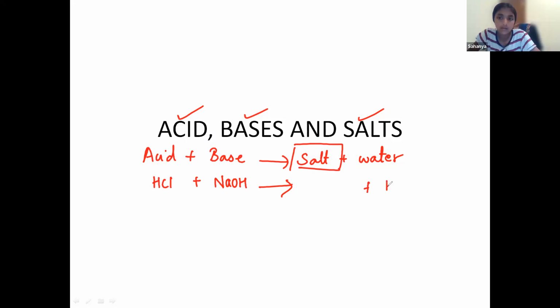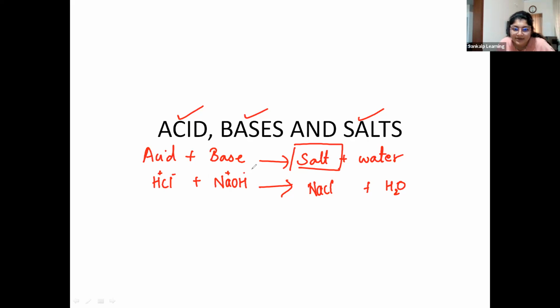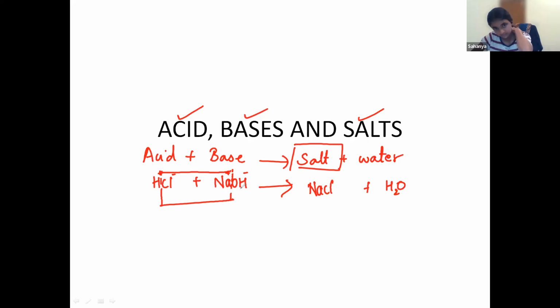What will be the salt formed? One product is water. What is our salt? Sodium chloride. HCl gives H plus and Cl minus, and NaOH gives Na plus and OH minus. When they break, Na will combine with Cl, and H will combine with OH to give H2O. So this is the reaction. Whenever an acid reacts with a base, you get salt and water.